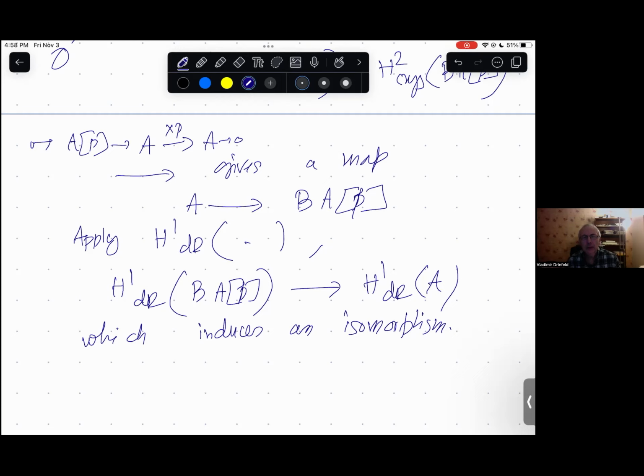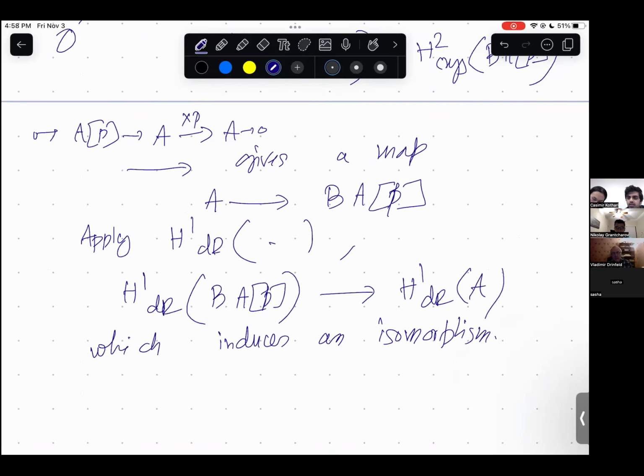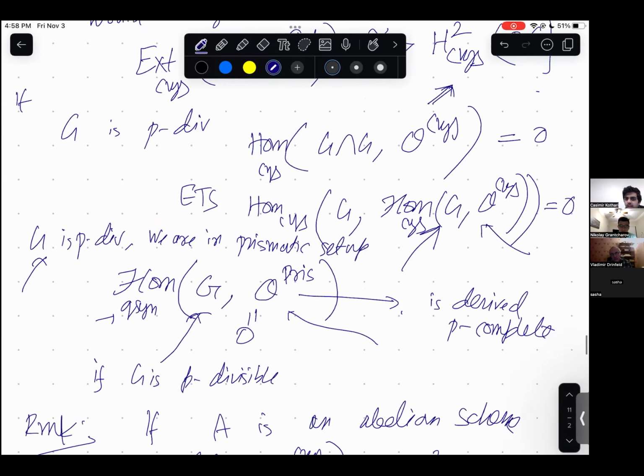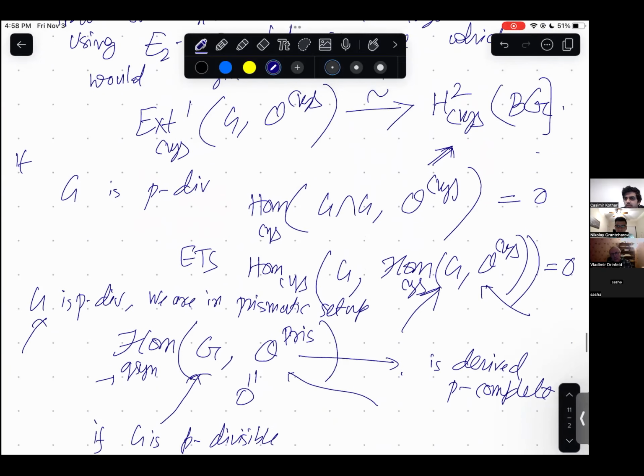Are there other questions or comments? I had a question. Where in the proof of this comparison of the Dieudonné module with H^2 crystalline did we use the fact that the base was a perfect field?